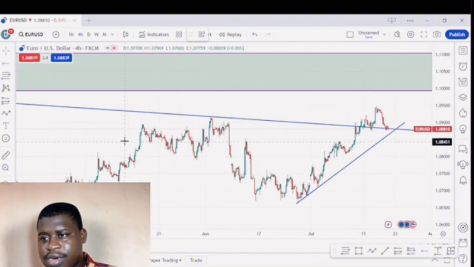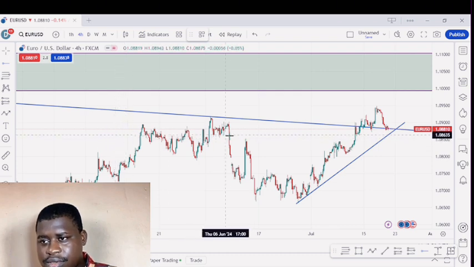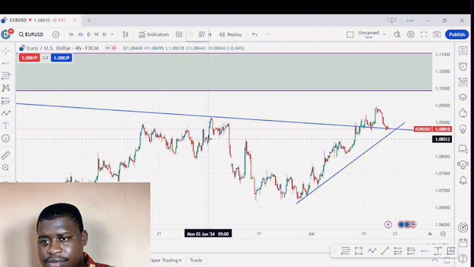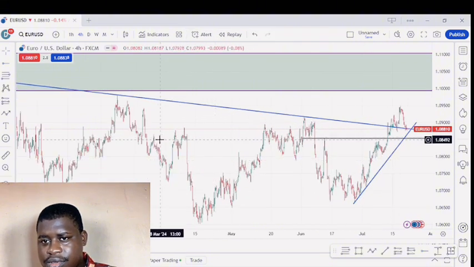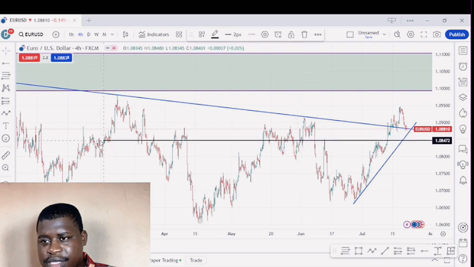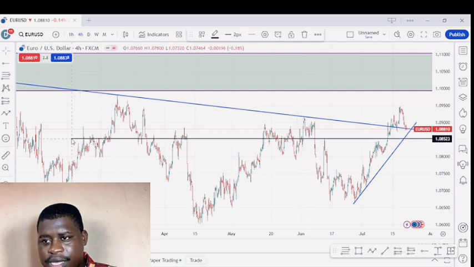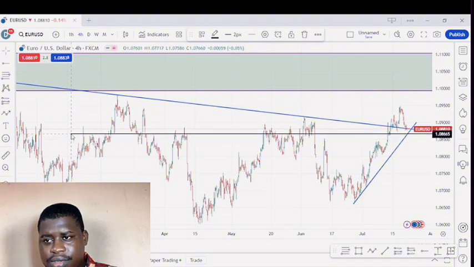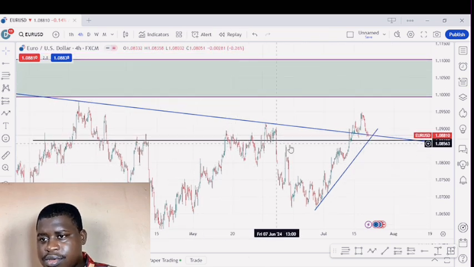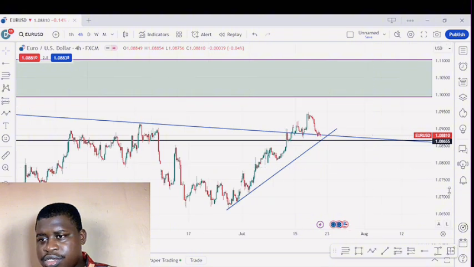This is a minor level right here. This level right here is a minor level, and I think this level is a strong level. This level is being respected back here as well. You see, it's a strong level. So we need to take it into consideration.